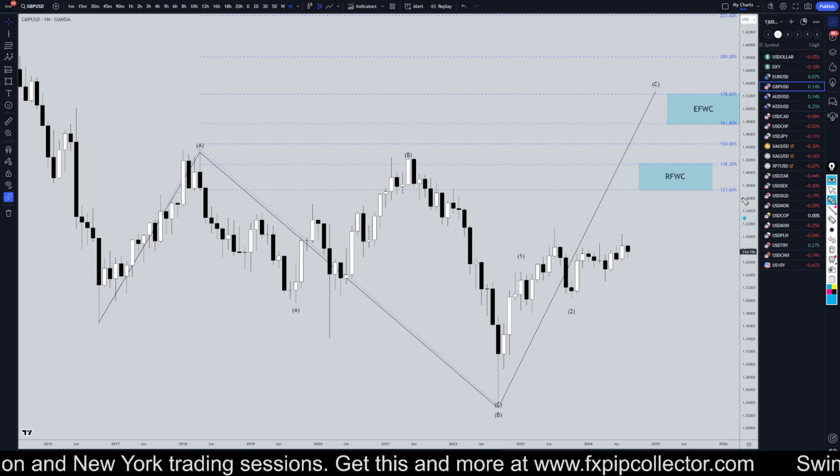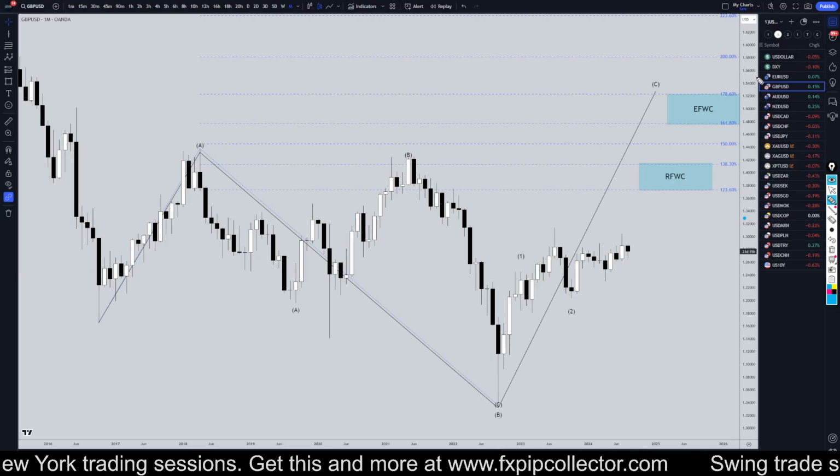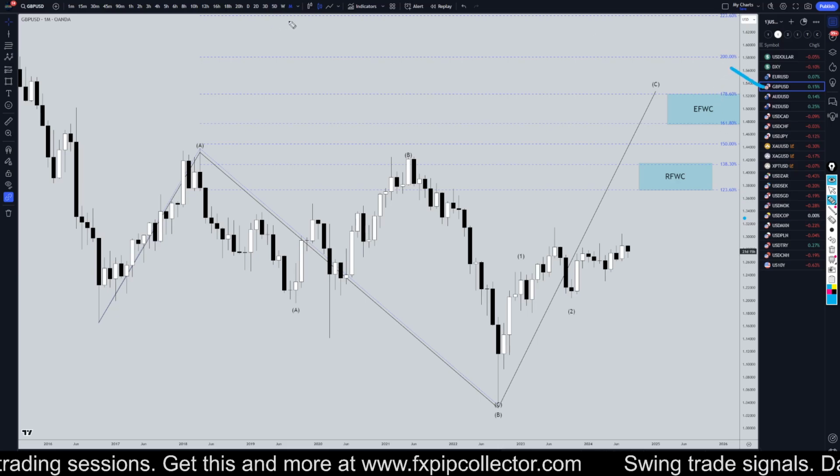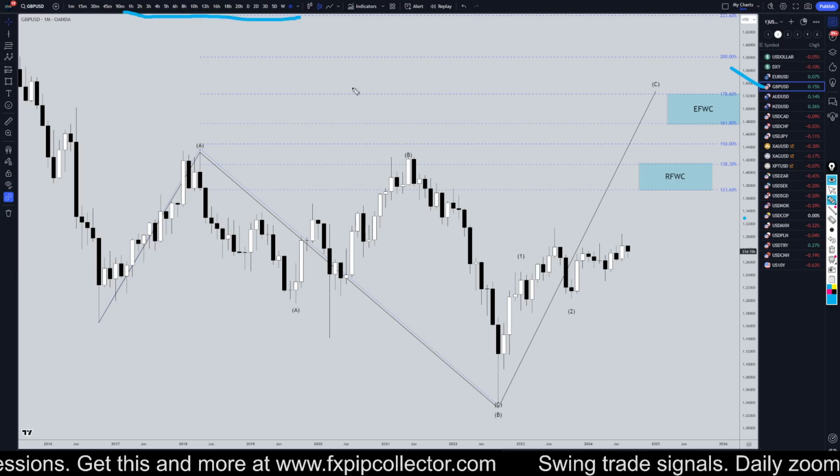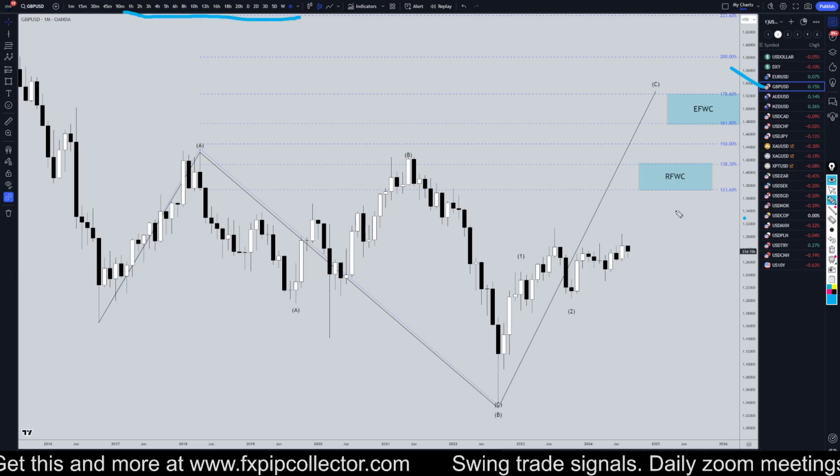Today is Friday, August 9th, and I'm going to be analyzing the pound US dollar starting on the monthly, working my way all the way down to the 1 hour time frame for the full top down analysis.